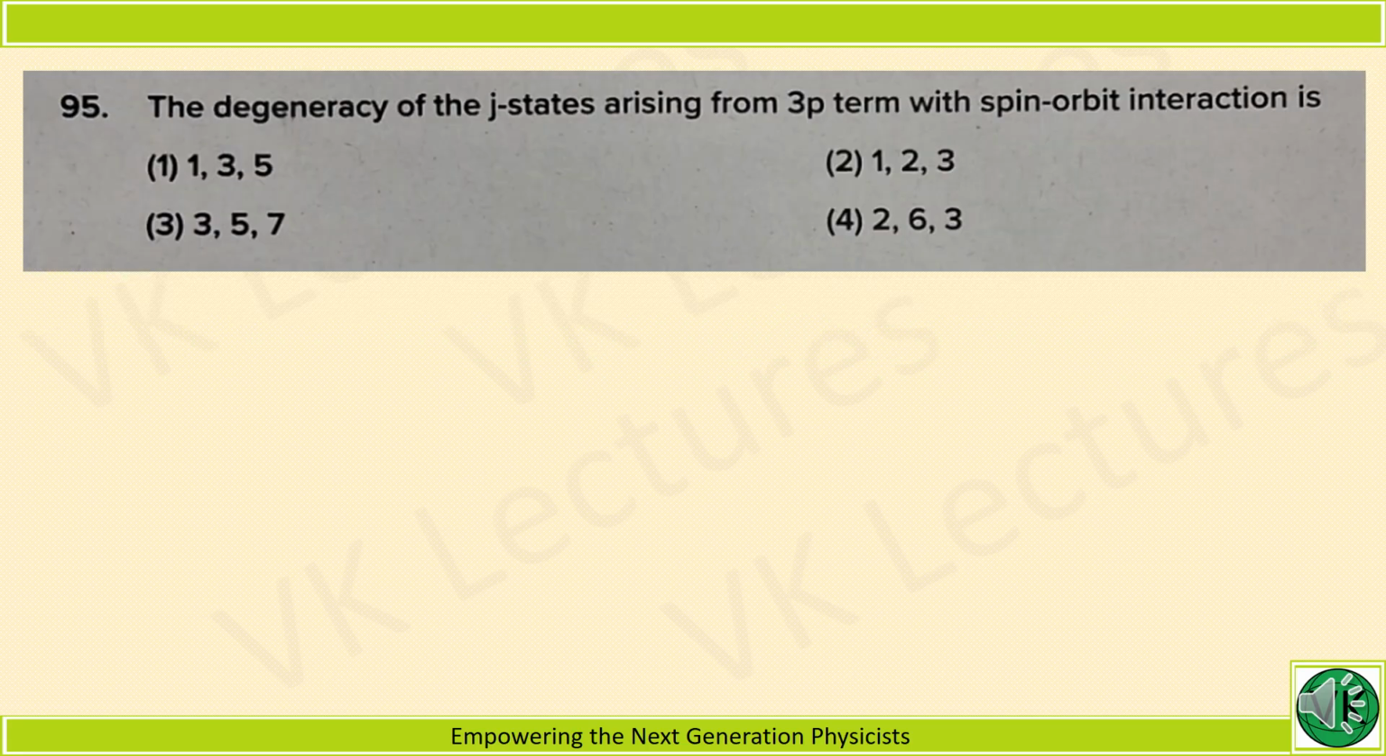The degeneracy of J states arising from 3P term with the spin orbit interaction is. Here also the question is not clear, and the possible degeneracy is 6.